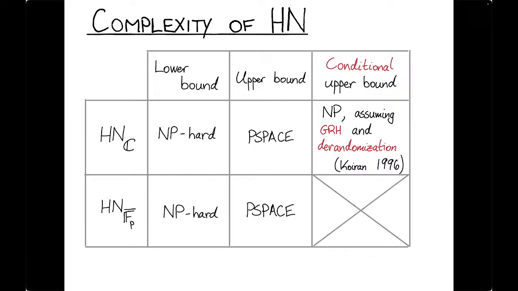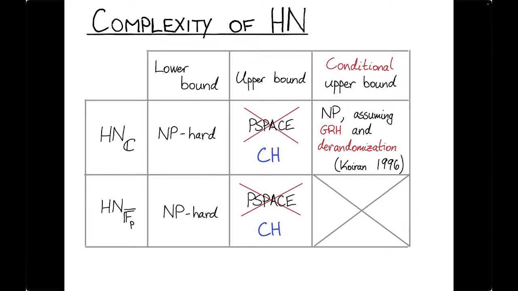Unfortunately, in the F_p-bar case, we don't have any stronger conditional upper bound. So even if I give you some strong mathematical or complexity theoretic assumptions, we don't have a stronger upper bound than polynomial space. And what I want to tell you about in this work is we were able to improve the upper bound unconditionally, both over the complex numbers and in the F_p-bar setting, from polynomial space to this class CH called the counting hierarchy.